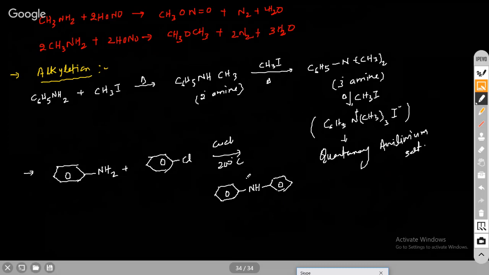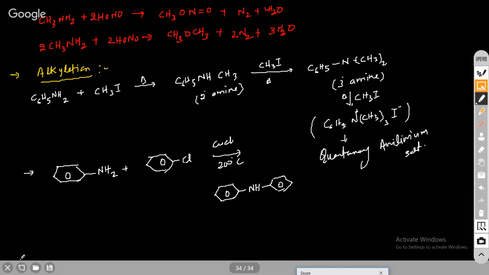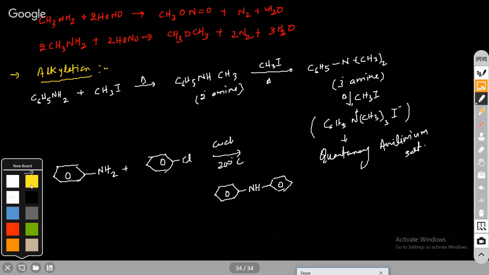Okay. In this, you write down the next one, that is acylation. This is the same reaction, so that's why we are moving fast over here. This is the same type of reaction, acylation, in which acyl halide reacts with aniline. So in this, the second part, you write down acylation.